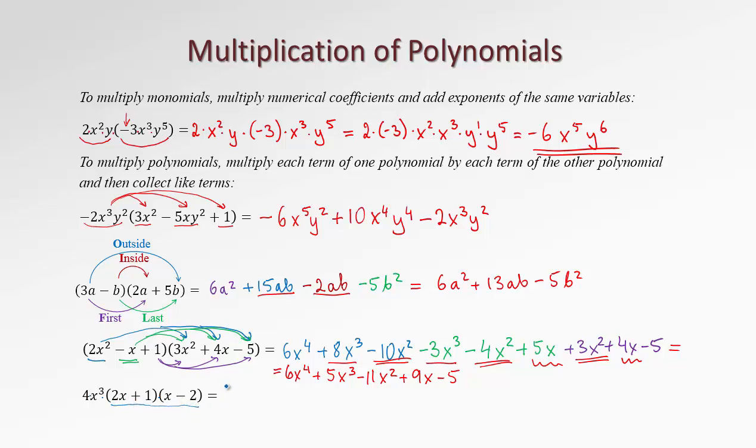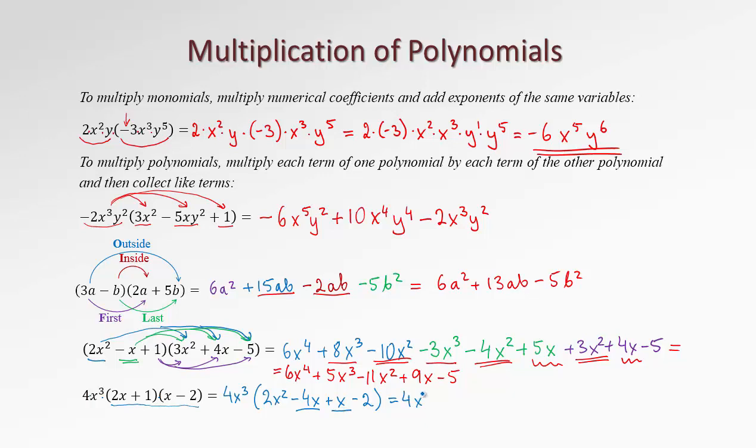So let's do it. Copy the 4x cubed. We'll take care of this later, and then open a bracket and multiply these two binomials using FOIL method. So 2x times x is 2x squared, 2x times negative 2 is negative 4x, then inner terms 1 times x is plus x, and the outer terms negative 2. Okay, now before I multiply this whole bracket by 4x cubed, I would suggest to collect like terms first. So add these two linear terms.